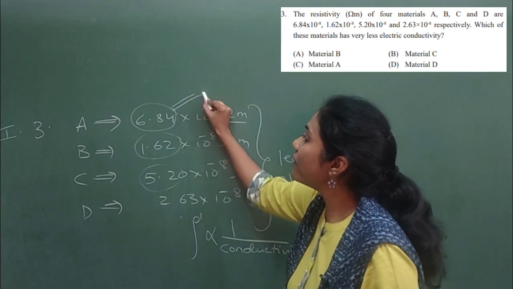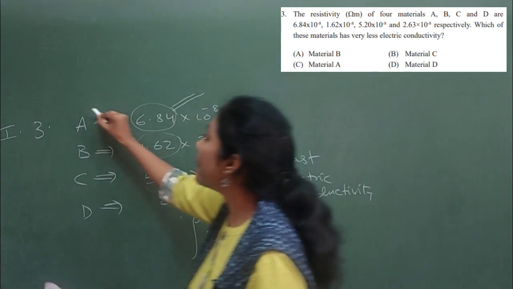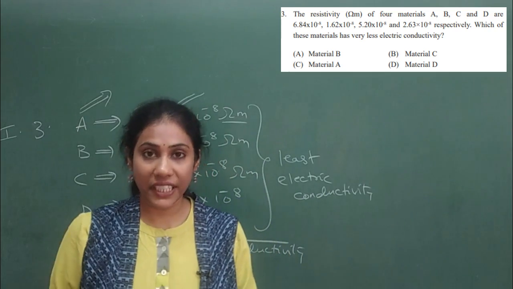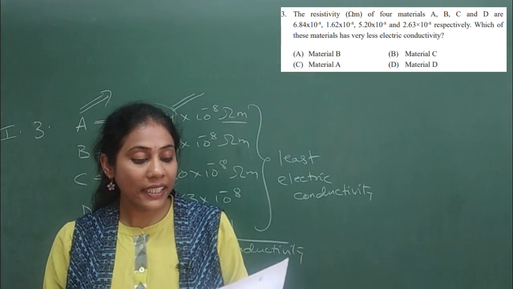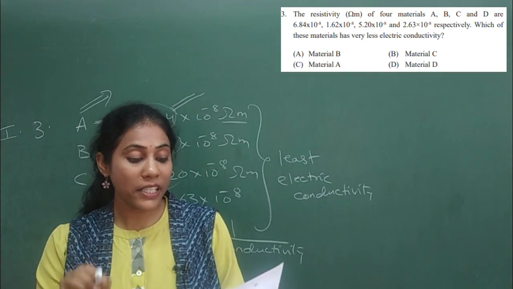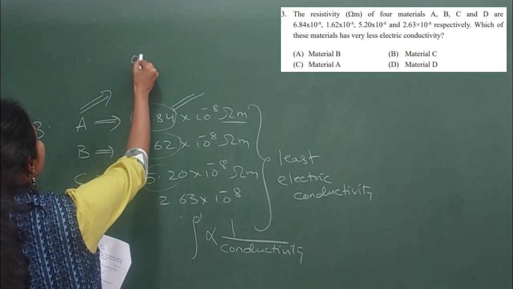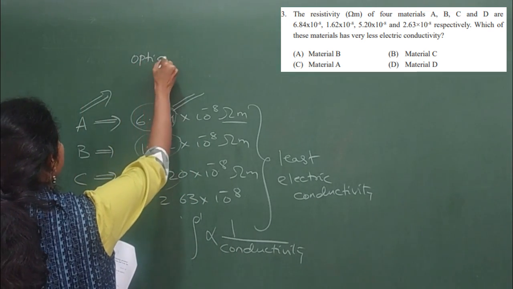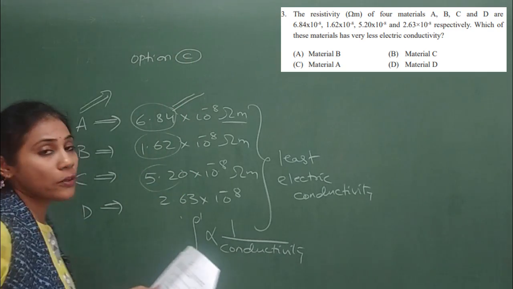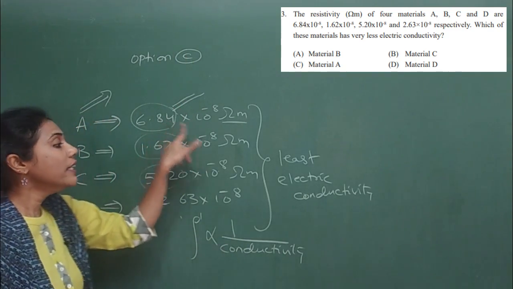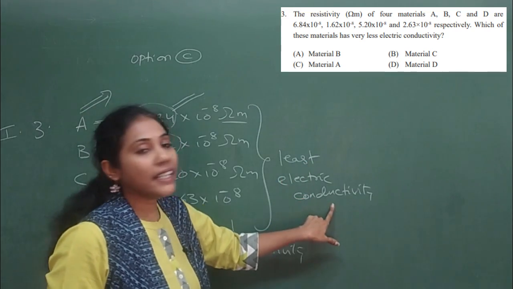Definitely the highest value is 6.84. So material A has got least conductivity. Okay. So material A is mentioned in option C, right? So the correct answer for third question is option C. Okay, so material A, since it has got highest resistivity value, it will show least electric conductivity.